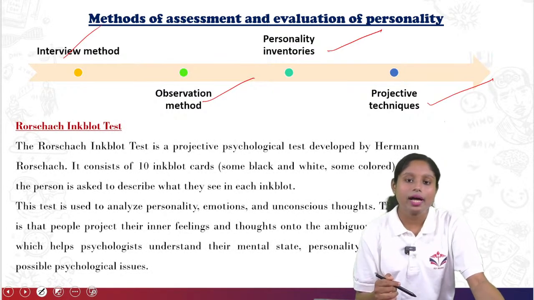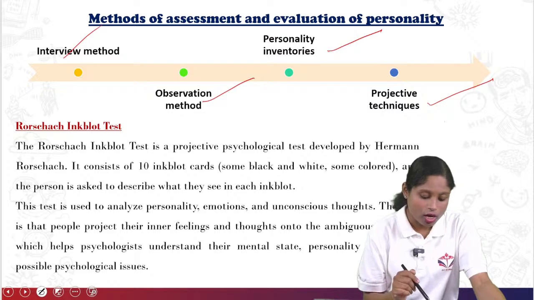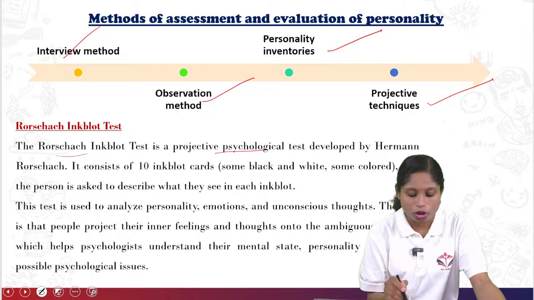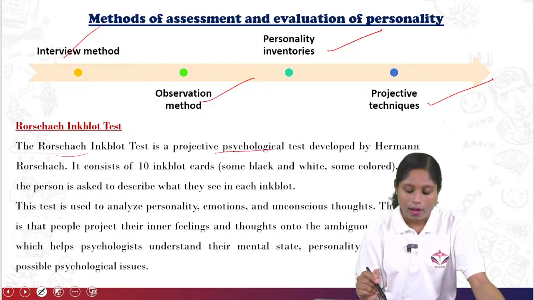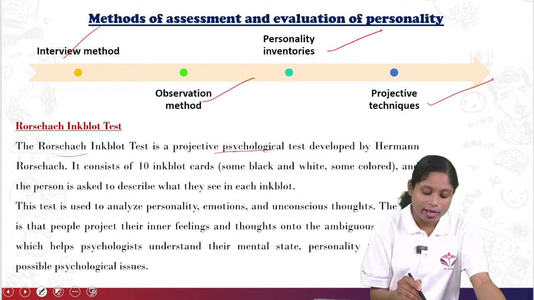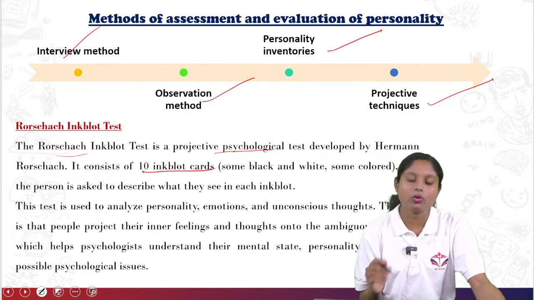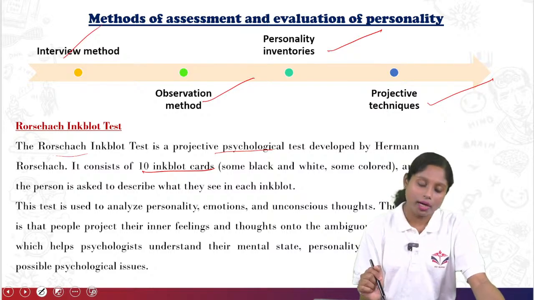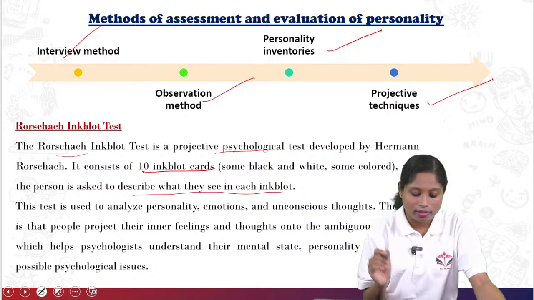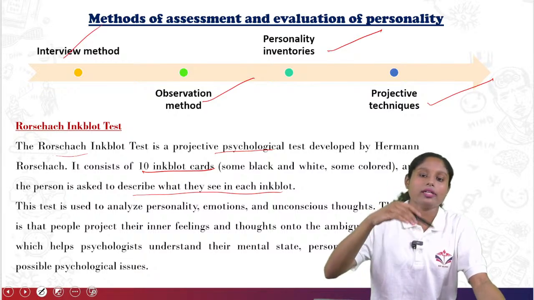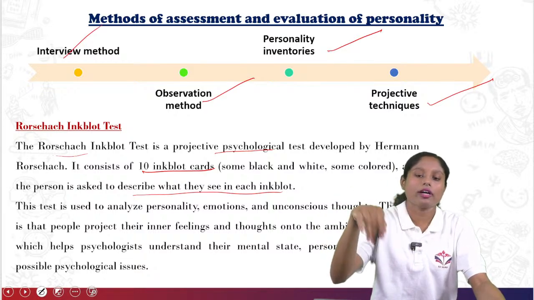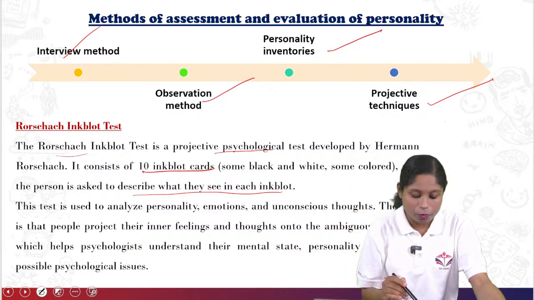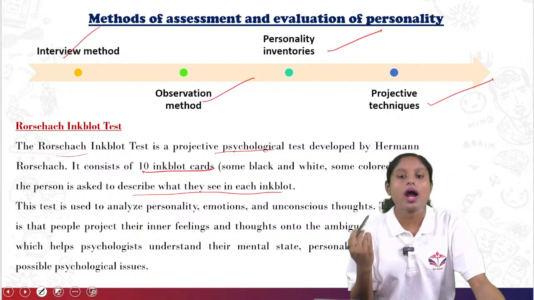So next we will see another important topic, that is Rorschach's ink blot test. So what is it? Rorschach's ink blot test is a projective psychological test developed by Hermann Rorschach. It consists of 10 ink blot cards, some black and white, some colored. The person is asked to describe what they see in each ink blot, what they are observing, and from that they need to speak. This test is used to analyze personality, emotion and also unconscious thoughts.